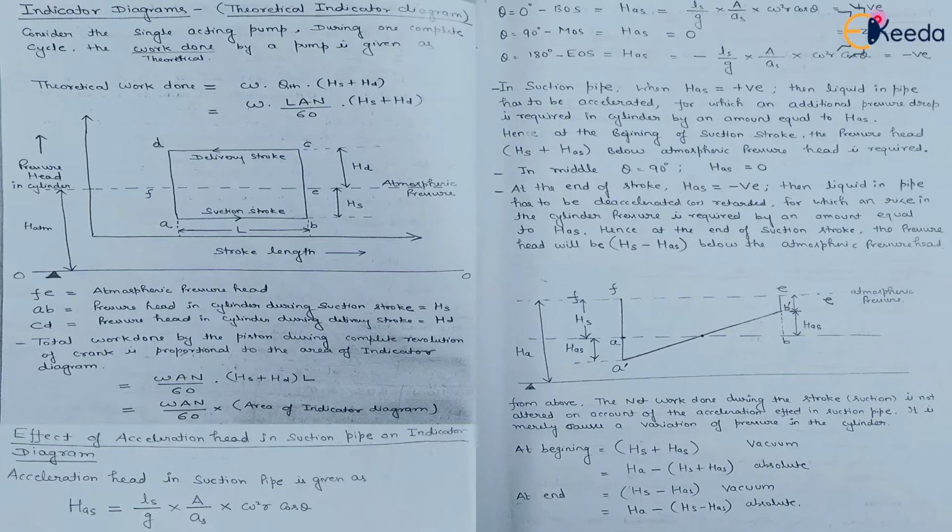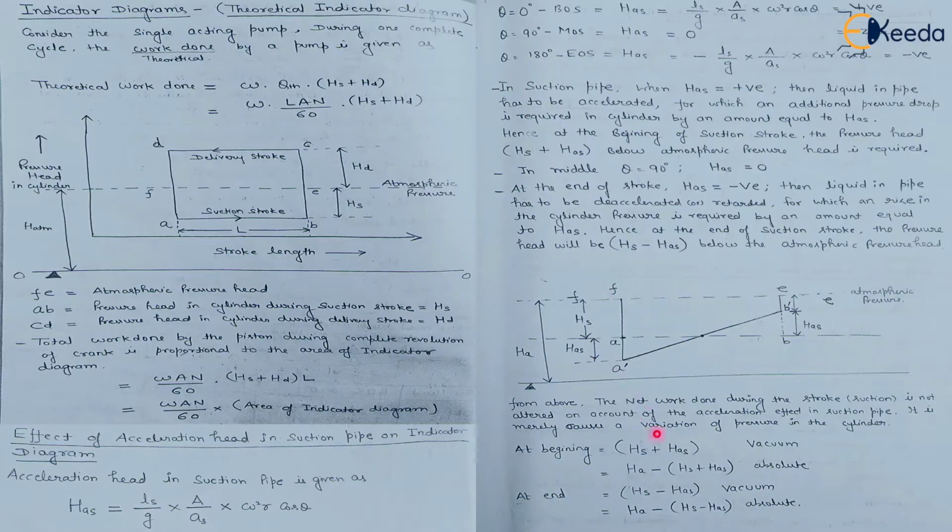So from this point, if I am not considering the acceleration head, the suction will start from this point, from A. But if the acceleration head is present, that means velocity is increasing, then there is a reduction of pressure. So this point will shift to this point, A to A dash. So this will be the acceleration head. So the total head for the suction will be Hs plus Has. So at the beginning, what will be the head? Hs plus Has. It is in vacuum, because it is below the atmospheric pressure. That's why it is written vacuum.